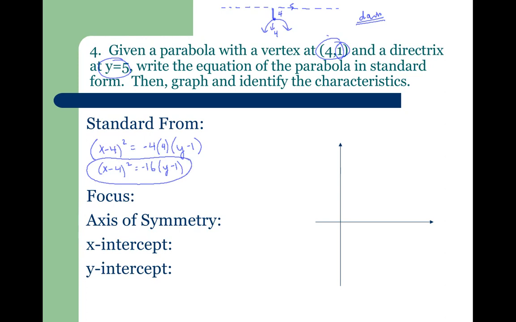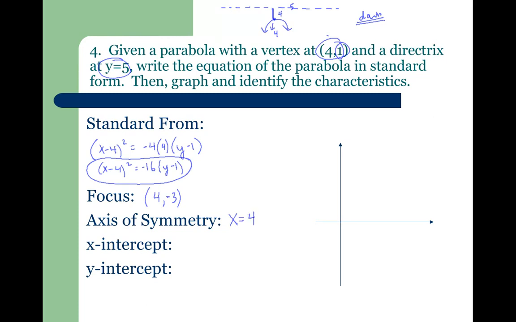We just said we were going to have to go down 4 from the vertex, so my x will stay the same. Down 4 from the vertex is going to be, what is that? (4, -3). 1 minus 4 is, yeah. Okay, so that'll be my focus. The axis of symmetry, well, it's going to be a vertical line that crosses the vertex and the focus. What does x equal there? x is going to equal 4.